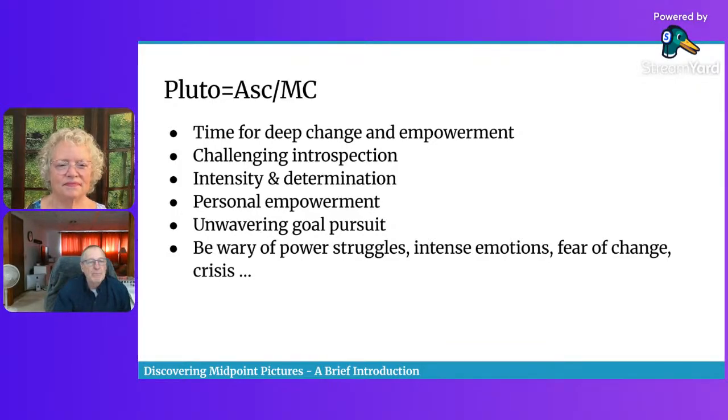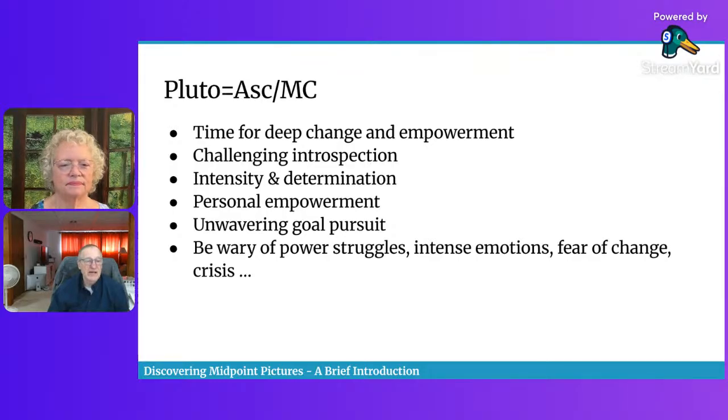Anyways, personal empowerment, unwavering goal pursuit. So Pluto can be used in order to give you a long-term, deep, intense movement towards something that you want. It's kind of like if you have a Saturn-Pluto midpoint, and you learn to deal with your Pluto, that can be a really good midpoint to have. If you really put in the time and you really work on it and you don't quit, and you give it enough time to grow, then Pluto is going to make it happen. Okay. It's the same thing here.